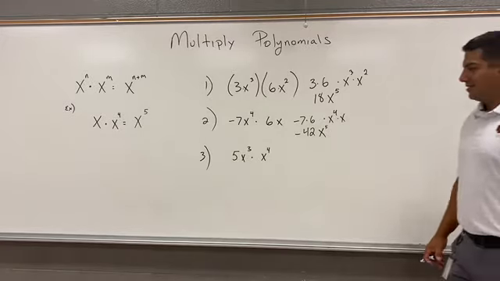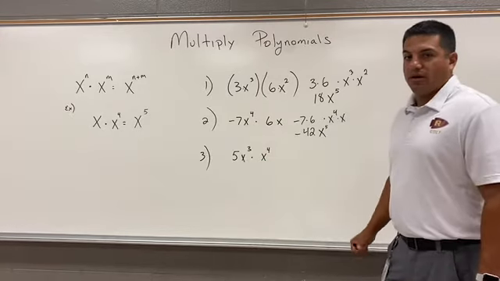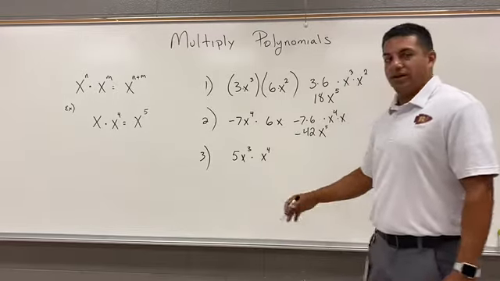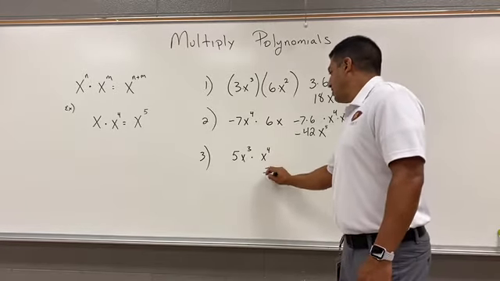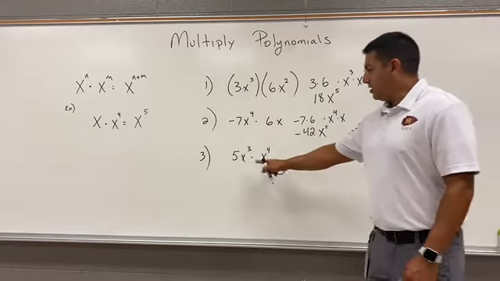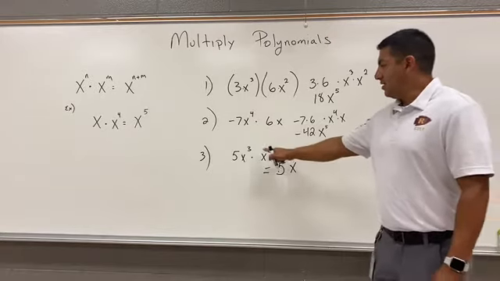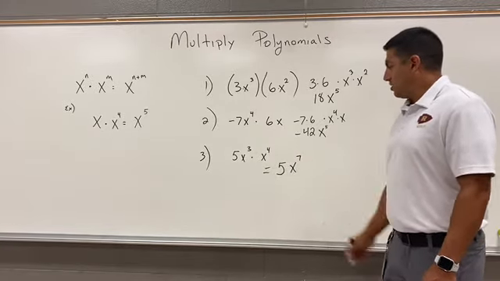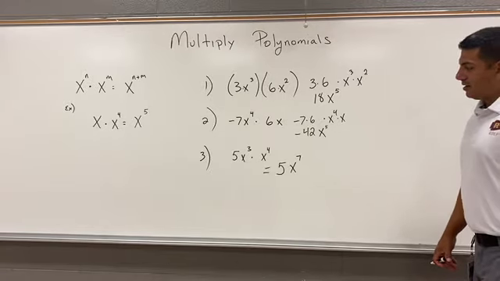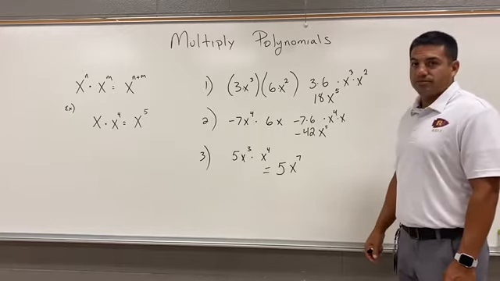And then last, we have 5x to the 3rd times x to the 4th. Now notice the 5 doesn't have anybody to multiply with because there's just really a 1 there, so 5 times 1 just stays 5. So the 5 just kind of comes along. And then x to the 3rd times x to the 4th, we carry that same base. And then 3 plus 4 gives us the 7th power. So that is basically how we would do a monomial times a monomial.